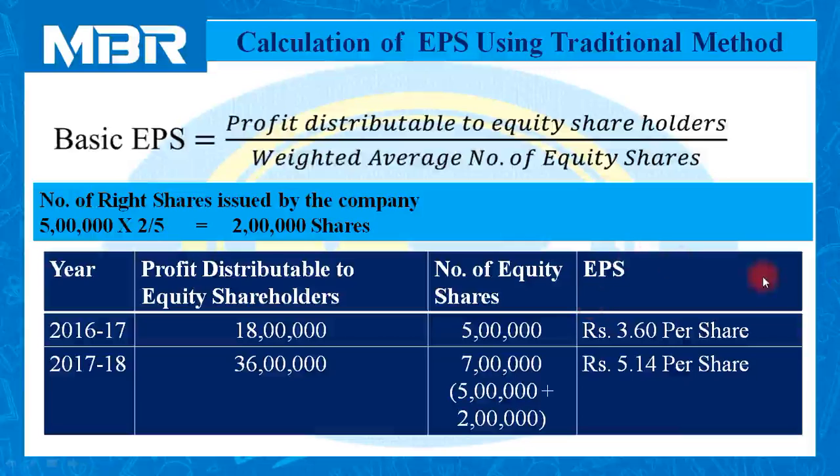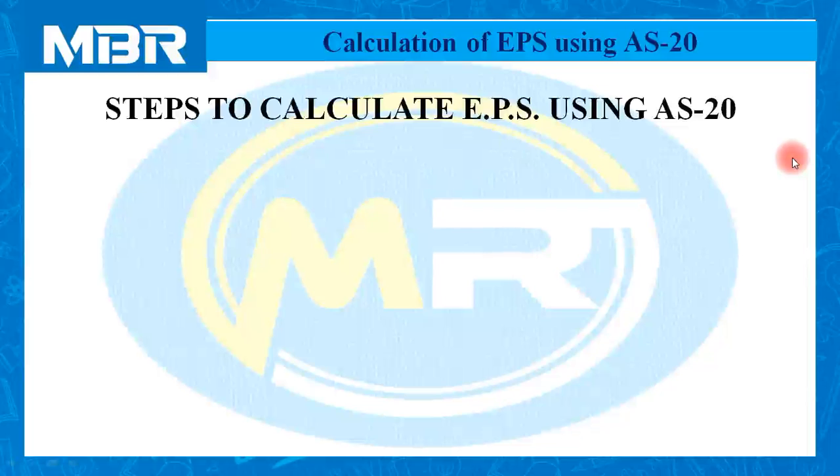Now, as per the requirement of our question, we need to calculate earning per share using the guidelines given by the examiner in our question, and it is all about following the instructions given in Accounting Standard number 20. If you want to calculate EPS when right shares are issued following the guidelines given in AS 20, it is necessary for you to follow the steps.